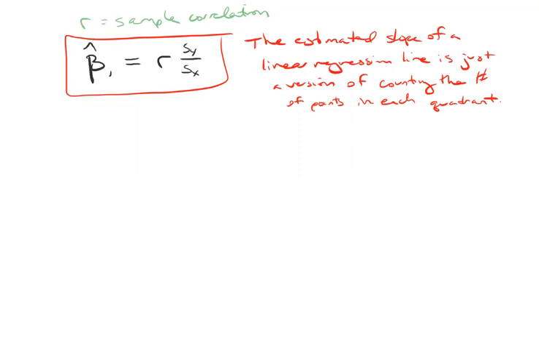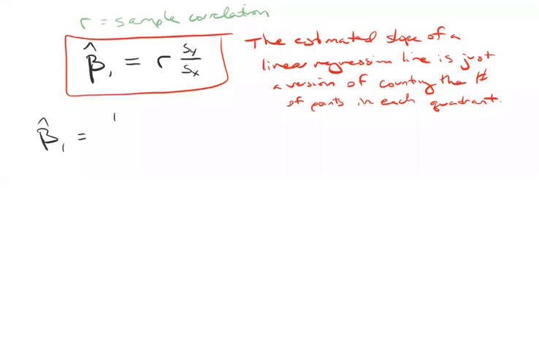So now that we have this relationship, let's see if we can come up with a specific equation for beta 1 hat, because that was our goal. We wanted to figure out how to use our data set to estimate the slope of a simple linear regression line. So this implies that beta 1 hat is equal to, well, let me write down what R was.